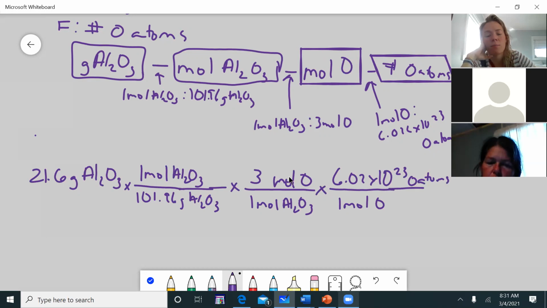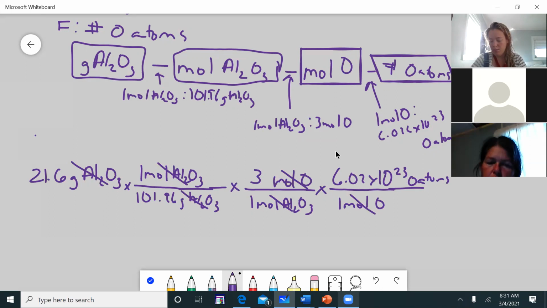So don't really think about or stress about, like, am I multiplying or dividing? I just set it up so everything cancels. So gram of compound cancels with gram of compound. Mole of compound cancels with mole of compound. Mole of element, in this case oxygen, cancels with mole of oxygen. And we're left with just the oxygen atoms, which is, at the end of the day, what we wanted.